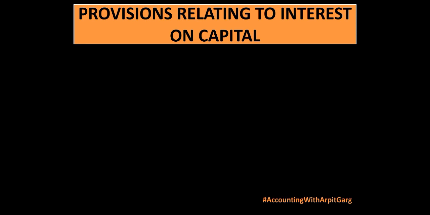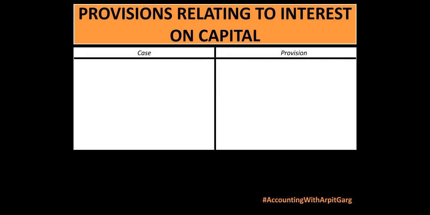Okay, now let's start with the next topic, that is provisions relating to interest on capital. I know we have studied this, the provision that if it is given in partnership deed, then we will provide interest on capital, and if it is not, then it is not allowed. But here we are going to study this in detail. So, first we will check our cases and then our provisions. So, first case is if partnership deed is absent or silent. Yes, then we will not allow any interest on capital.